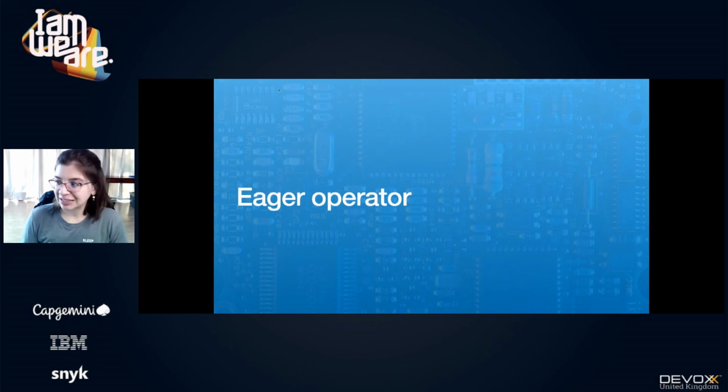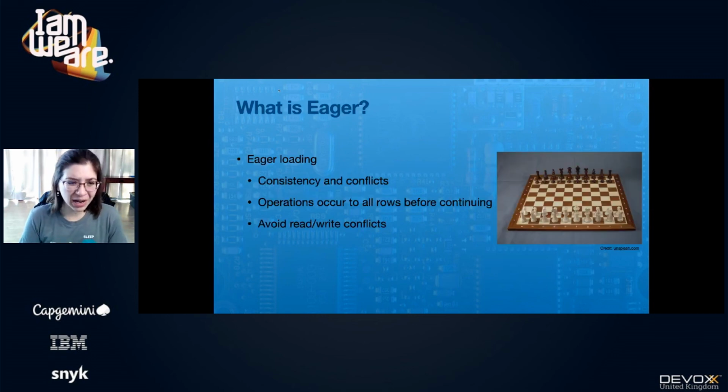Okay, last but not least, this is actually my favorite part: the eager operator. What is eager loading? It helps keep consistency and avoid conflicts. All of your operations are going to occur on all rows before continuing, so this helps you avoid read-write conflicts. You see the picture of the chessboard there on the right-hand side. It's kind of like pushing all of your chess pieces down the board together without leaving any behind.